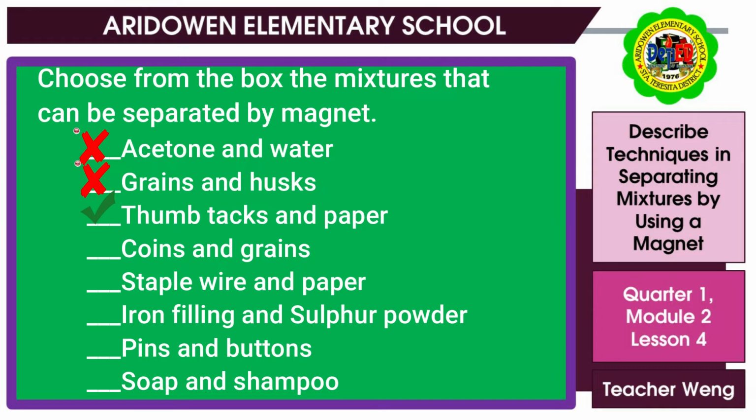Can we separate coins in grains using a magnet? Yes, we can. Can we separate staple wire and paper using a magnet? Yes, we can. Can we separate iron filling and sulfur powder using a magnet? Yes, we can. Can we separate pins and buttons using a magnet? Yes, we can. Can we separate soap and shampoo using a magnet? No, we cannot.